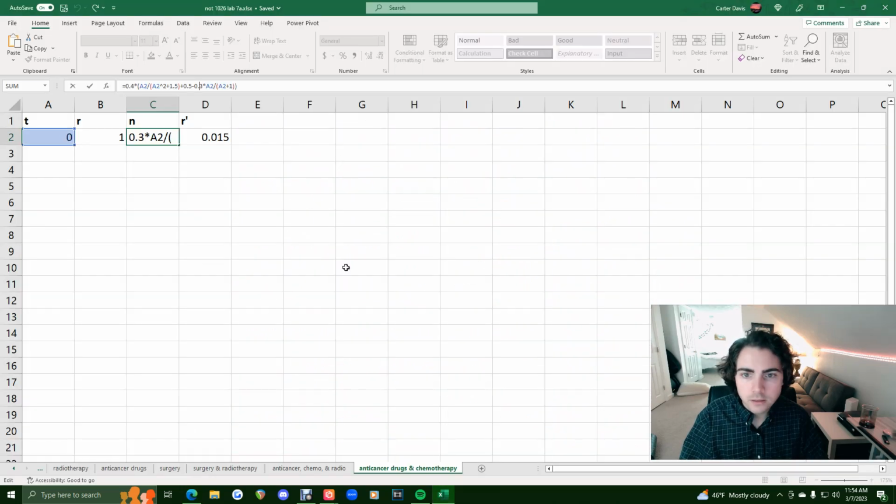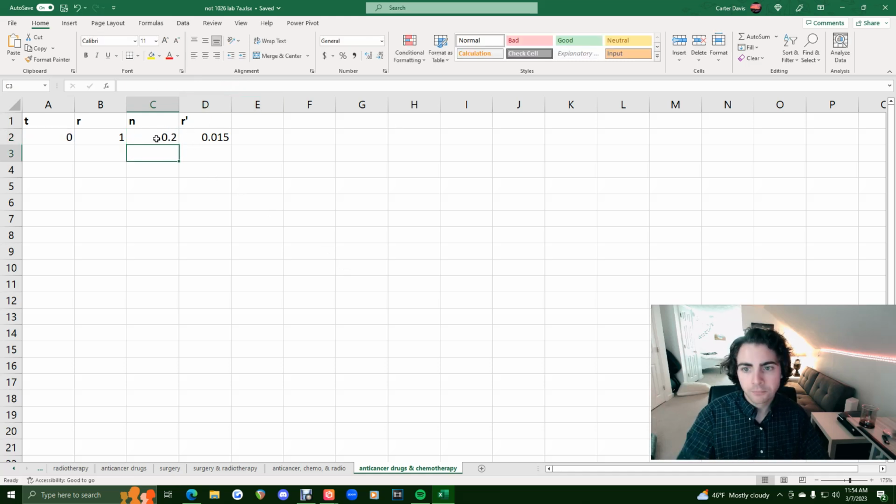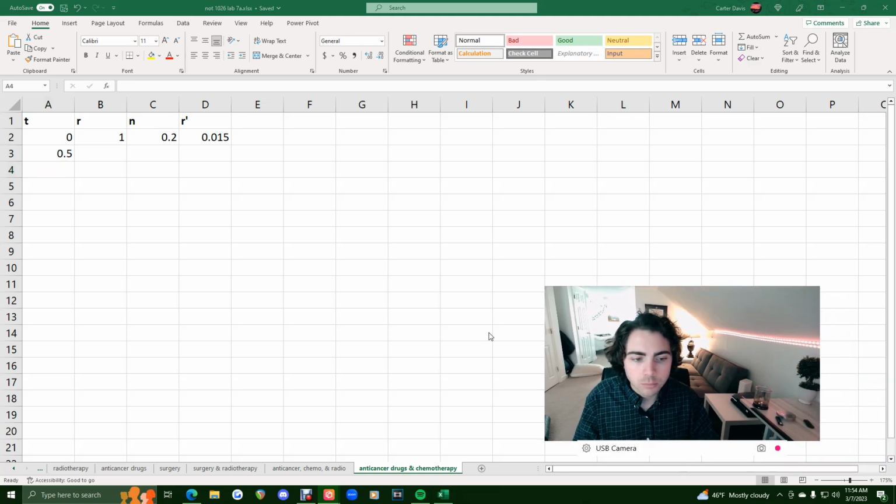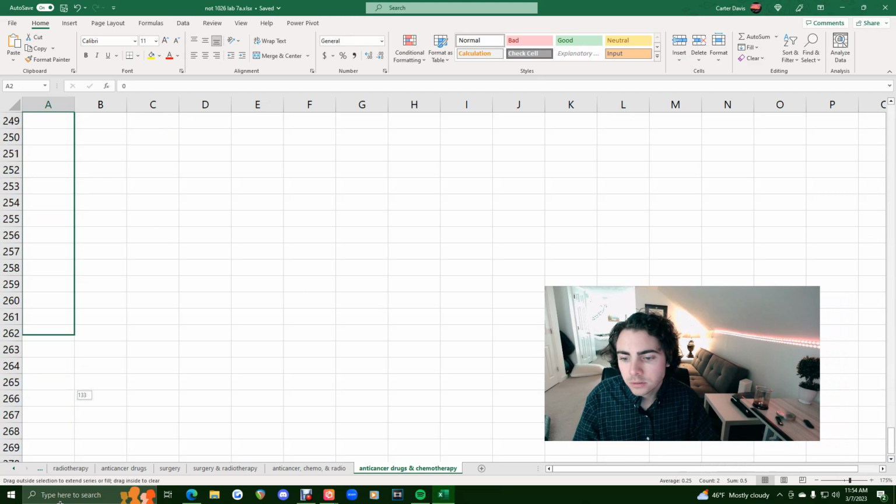So 0.3t over t plus 1. We've tacked that on, and we just hit enter. We should be good now. So these are our two formulas, bam and bam. We're going to go up by 0.5. I'm going to highlight these two, drag these down a bit.